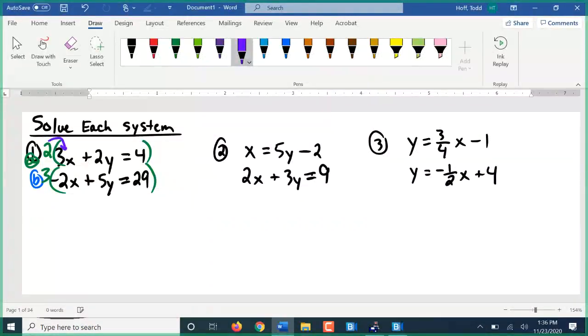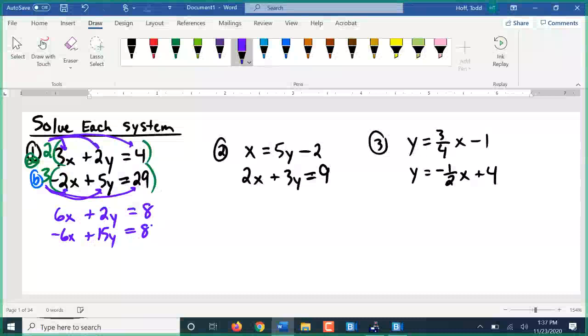So 2 times 3x, I'm going to move it down below. 2 times 3x is 6x. 2 times 2y is a positive 2y, equals 2 times 4 is 8. Now the bottom equation, 3 times negative 2x is a negative 6x. 3 times 5y is 15y, equals 3 times 29 is 87.